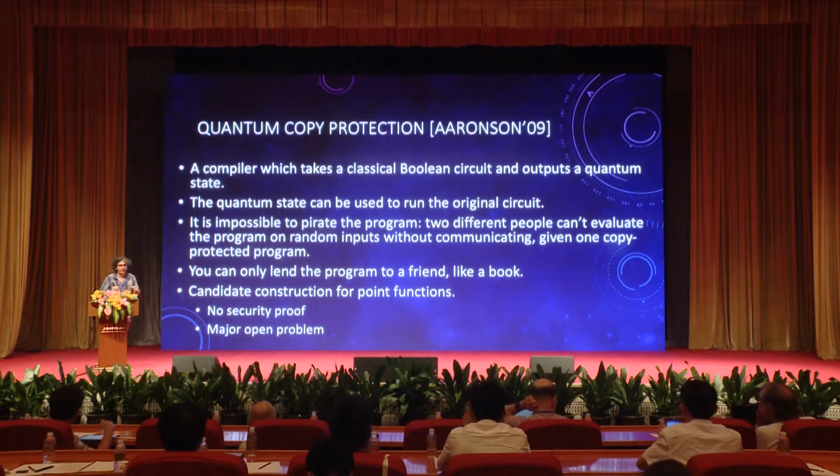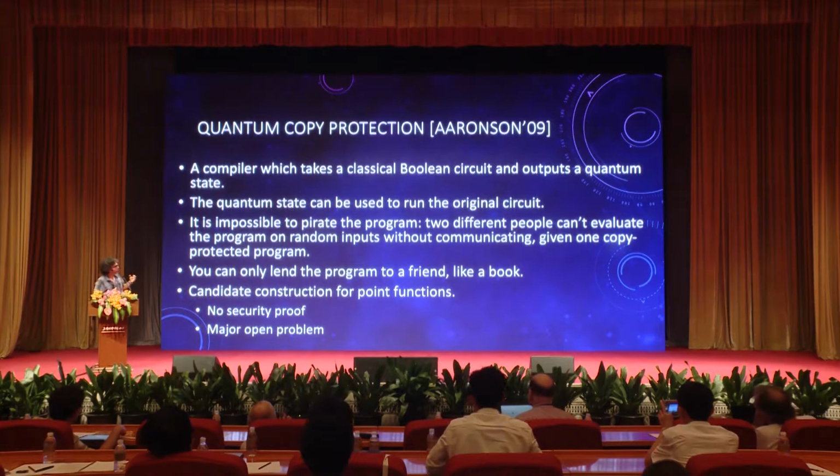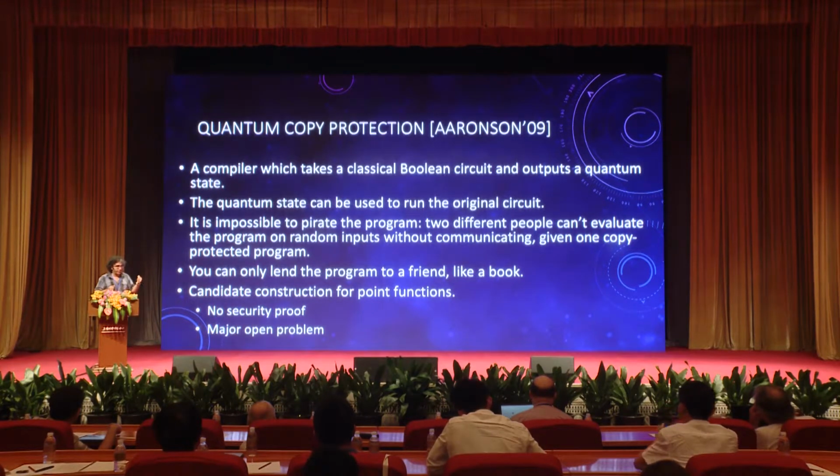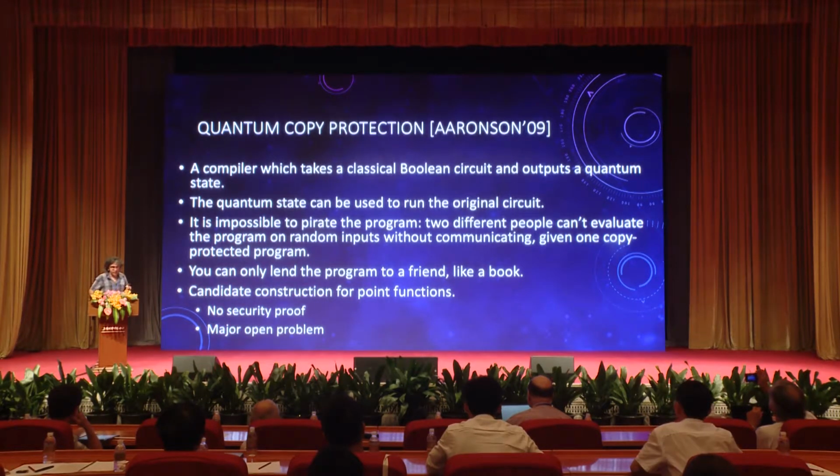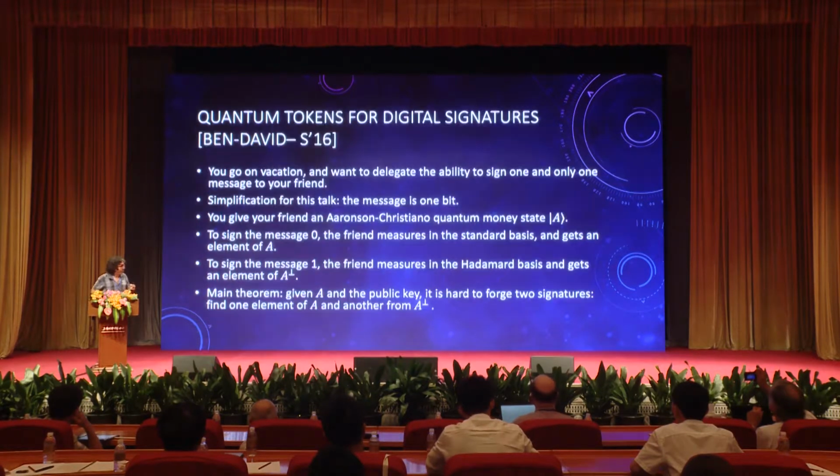So what is quantum copy protection? Again, this is a beautiful idea, similar to quantum money. This is a compiler which takes one program, like a classical program, and outputs a quantum state. The quantum state can be used to run this program or circuit, but it is impossible to create two copies of this program or to pirate that program. That's why it's called copy protection. So two different people cannot evaluate the program on random inputs without communicating. Of course you can lend your friend this program, but that's it. You cannot pirate it. And we only have constructions for point functions.